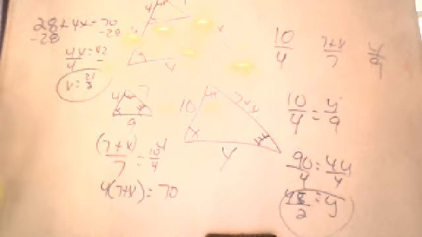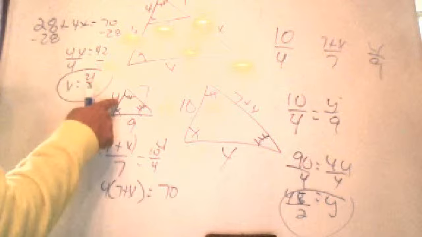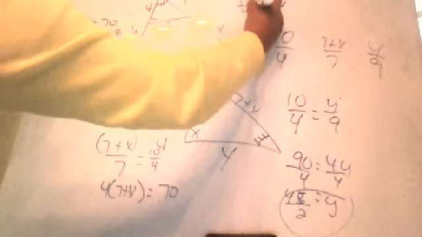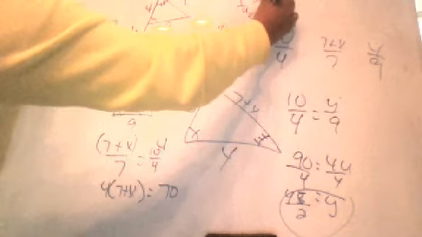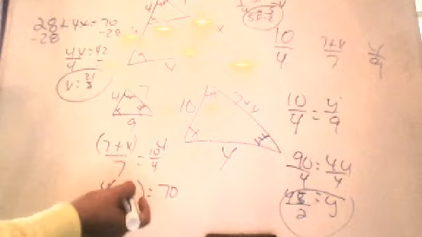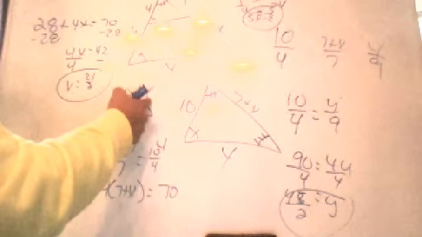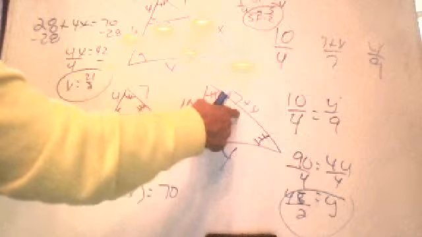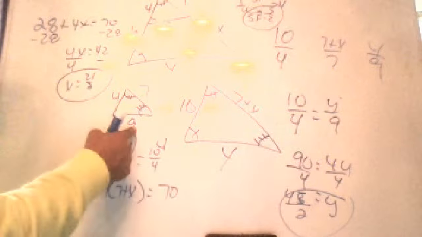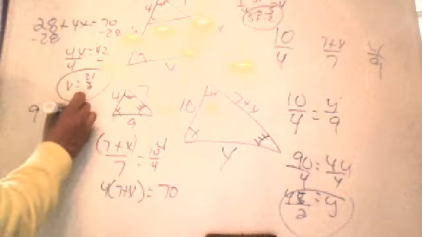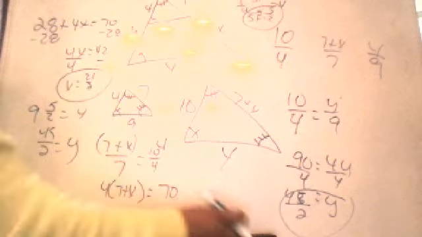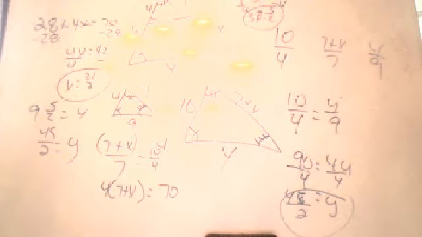Now, we could have done the scale factor, right? Said 4 times what equals 10? 4 times the scale factor equals 10. We divide by 4, and my scale factor is 5 halves. Yes? And I simply can do that for each one. 7 times 5 halves equals 7 plus x, and then solve for x. And I could do the same thing down here. 9 times 5 halves equals y, or 45 over 2 equals y. That's what I got. Alright, so there's two ways. You can use scale factors, or you can use proportions.